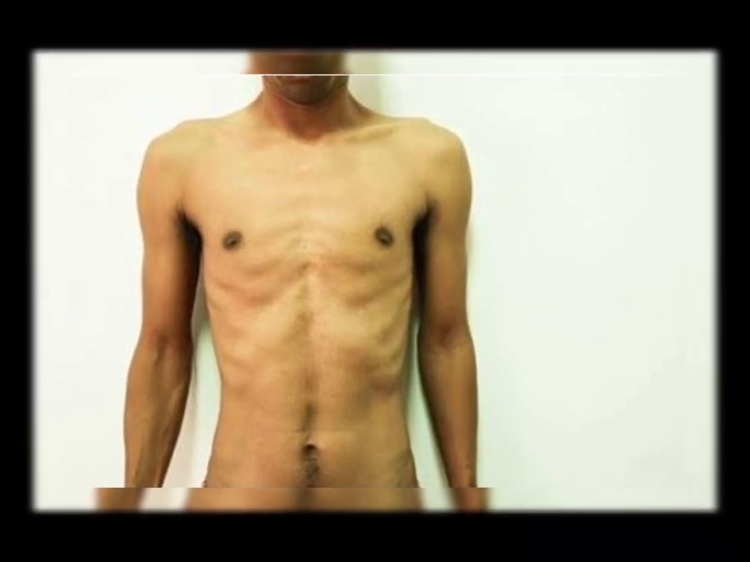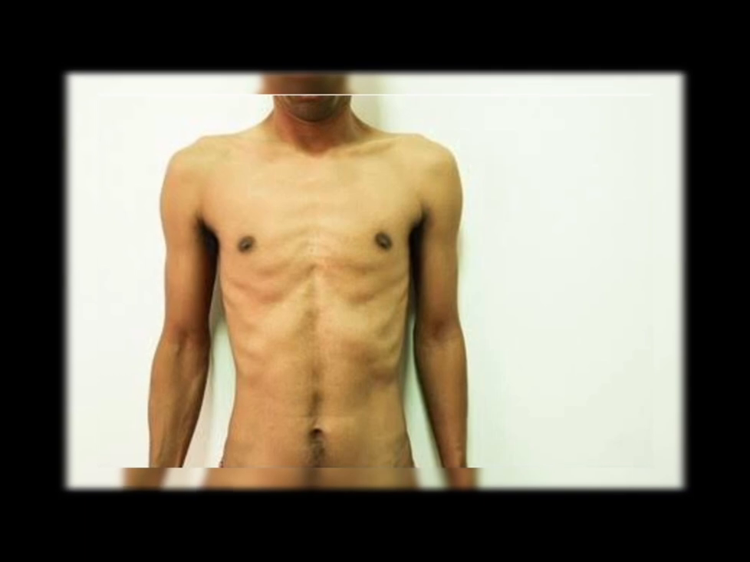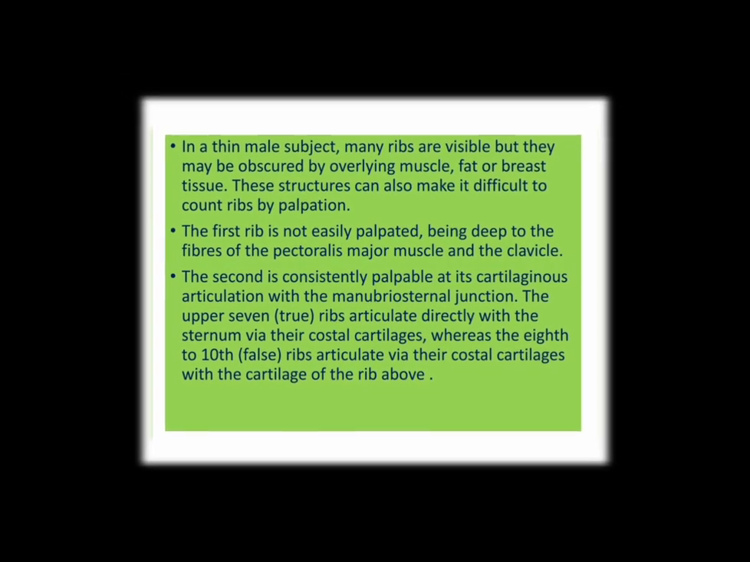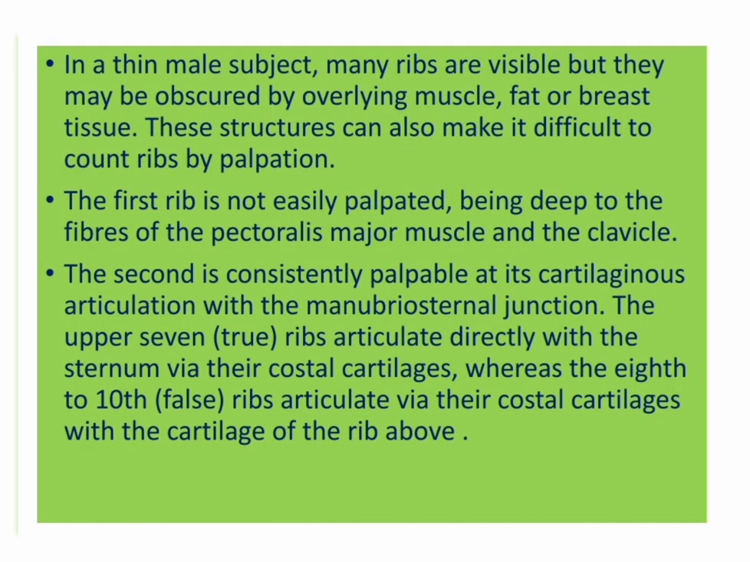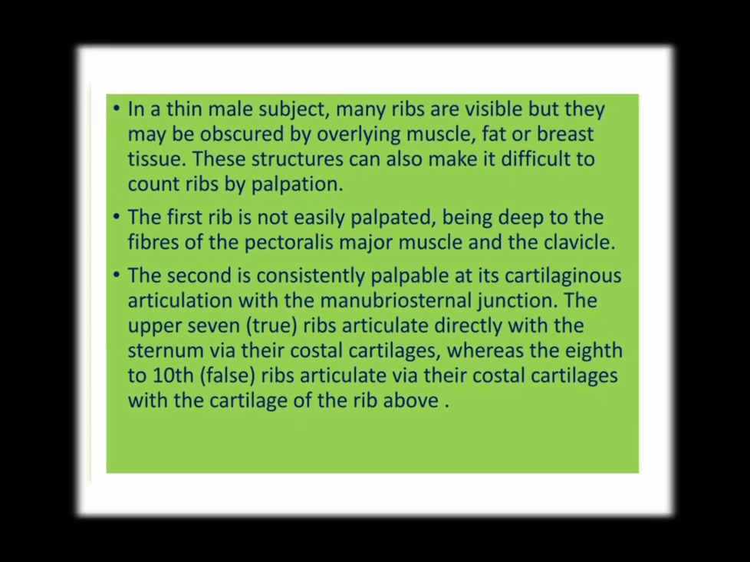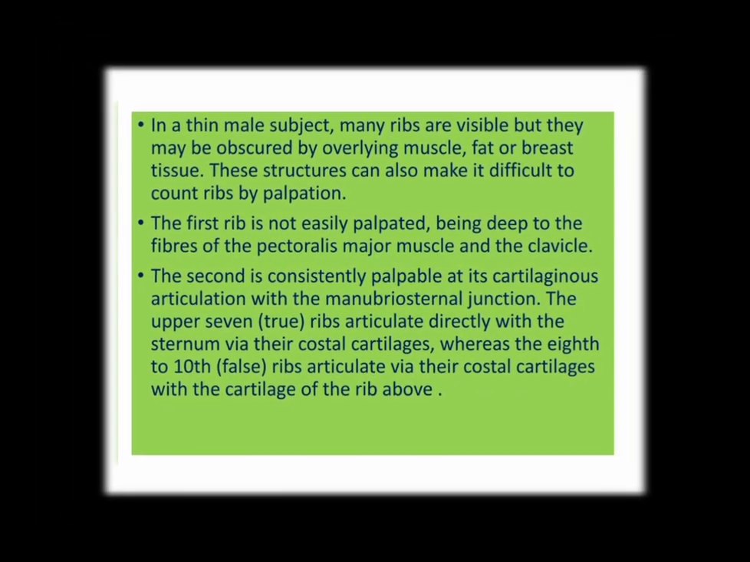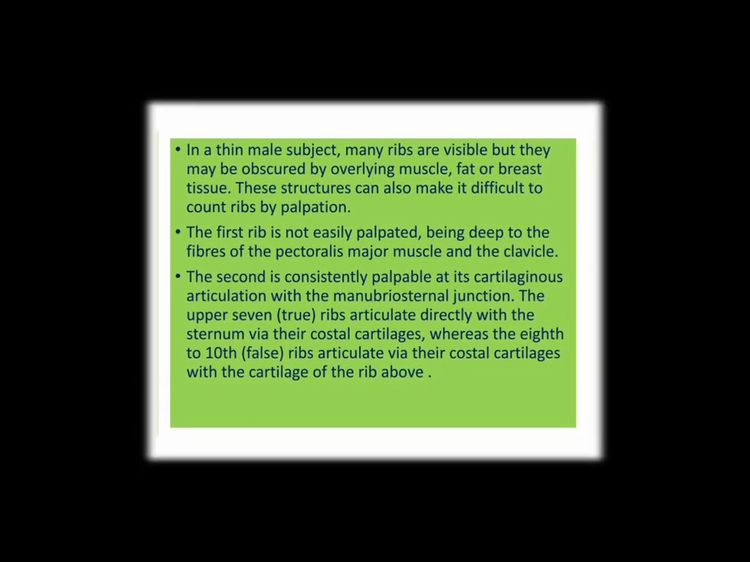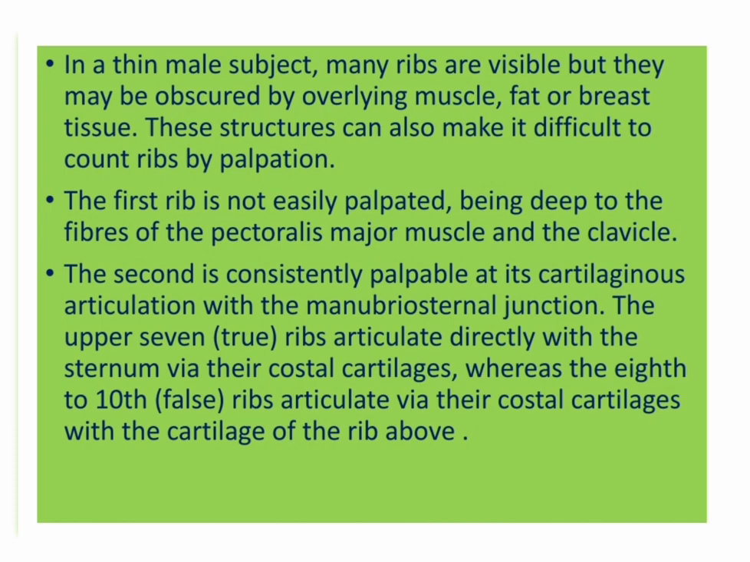The first rib is not easily palpated, being deep to the fibers of the pectoralis major muscle and the clavicle. The second is consistently palpable at its cartilaginous articulation with the manubriosternal junction. The upper seven, which are the true ribs, articulate directly with the sternum via their costal cartilages, whereas the 8th to 10th ribs articulate via their costal cartilages with the cartilage of the rib above.